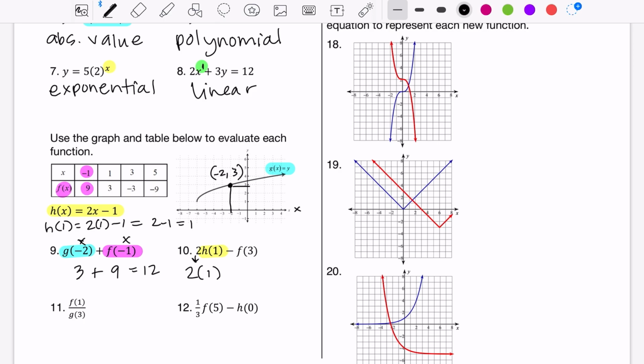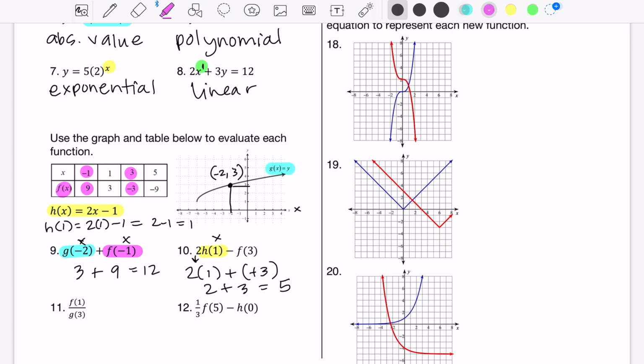So then we're going to say, hey, when the input is 1, the output is also 1, so that's kind of cool. And then we're going to do f of 3. So we're going to go back to our f function and see that when the input is 3, the output is -3. So make sure you put that in parentheses so that you get that double negative. So that's 2 plus 3, which equals 5.